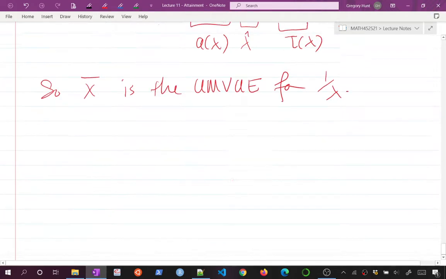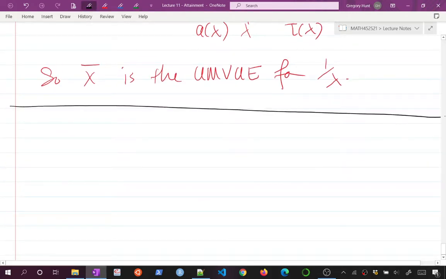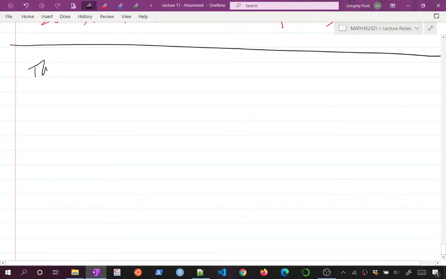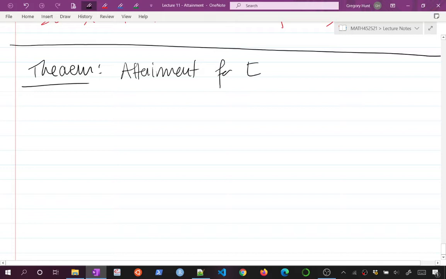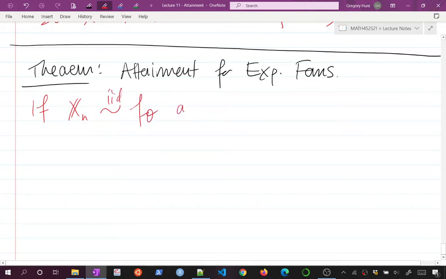Okay, so to wrap this all up, we're going to bring this back to our favorite family of distributions. And we'll write a theorem that says, maybe we'll call it attainment for exponential families. Attainment for exponential families. So let's say I have my data. It's a random sample from some f theta, and f theta is an exponential family.